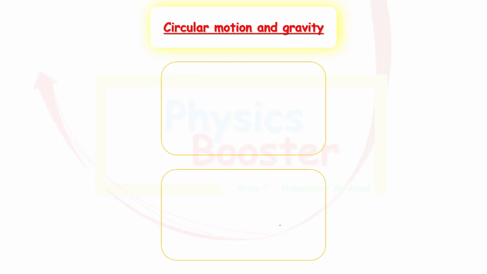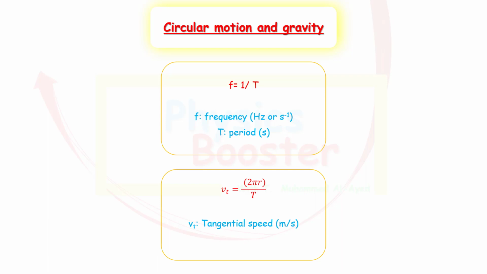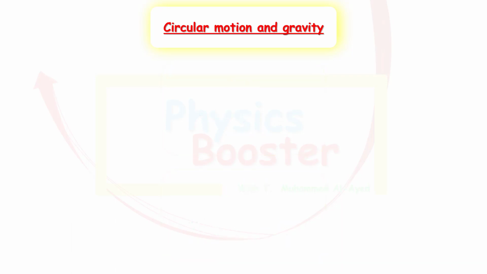Now if we want to find the frequency, it is 1 over the time period. We introduced that in previous chapters; this is just a reminder. The frequency has a unit called hertz, or second inverse. Now finally, if we want to find the tangential velocity, it's equal to 2 pi r over T. 2 pi is a constant number, R is the radius of the circle, and finally T is the time period. So all these equations are very easy to use. So let's solve some quick problems.